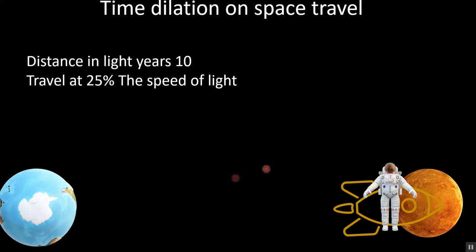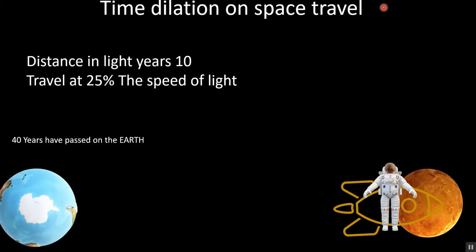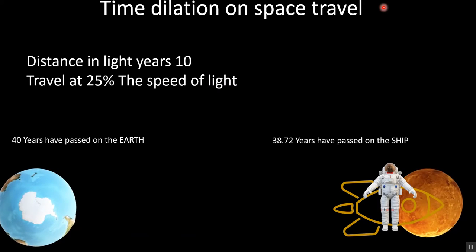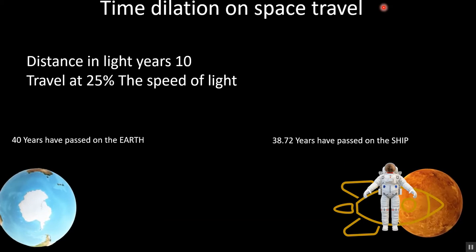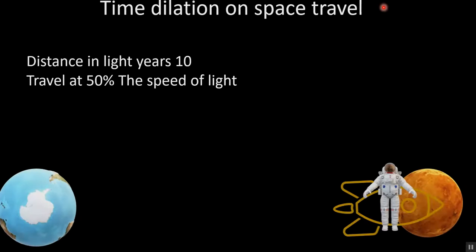Probably realistic. 40 years it would take us to go 10 light years, and 38.72 years have passed on the ship. So already when that astronaut turns around and comes back, well, he'll be quite old, but he's gone 2.5 years into the future. Let's try it at 50%.